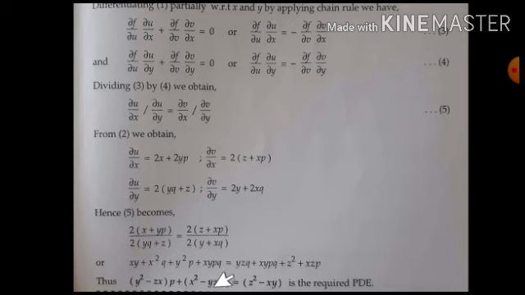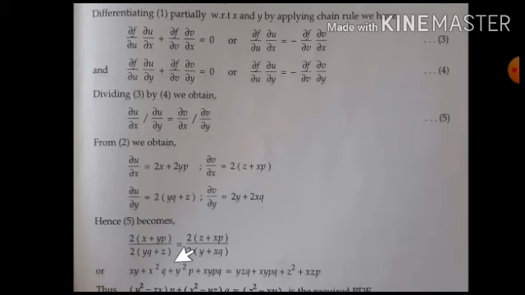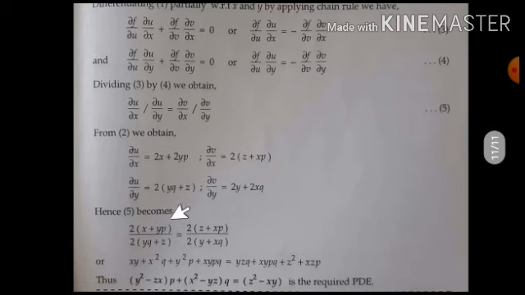This form you can write in any way. It's not required that you need to simplify in this way itself. You simplify the answers and keep them according to your wish. It's not that you need to write it in this form itself. Okay.